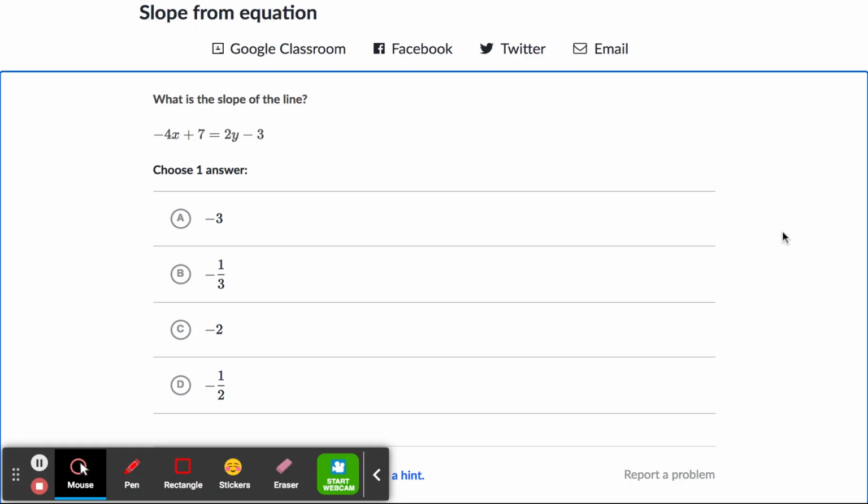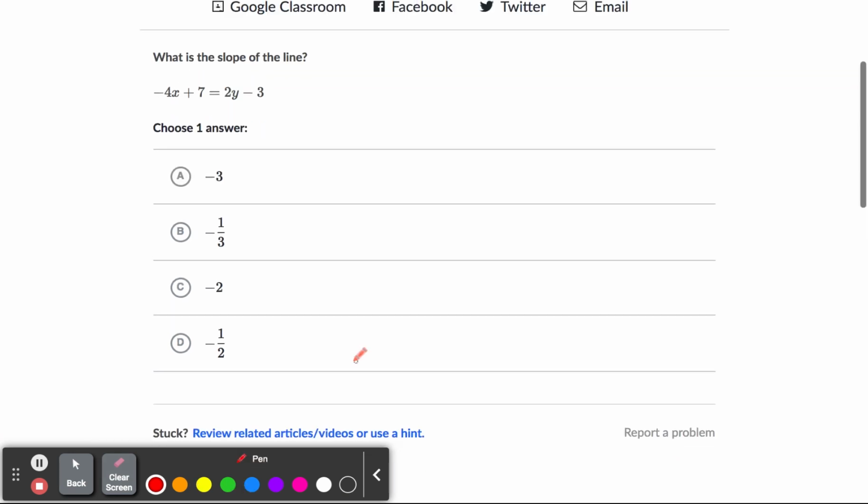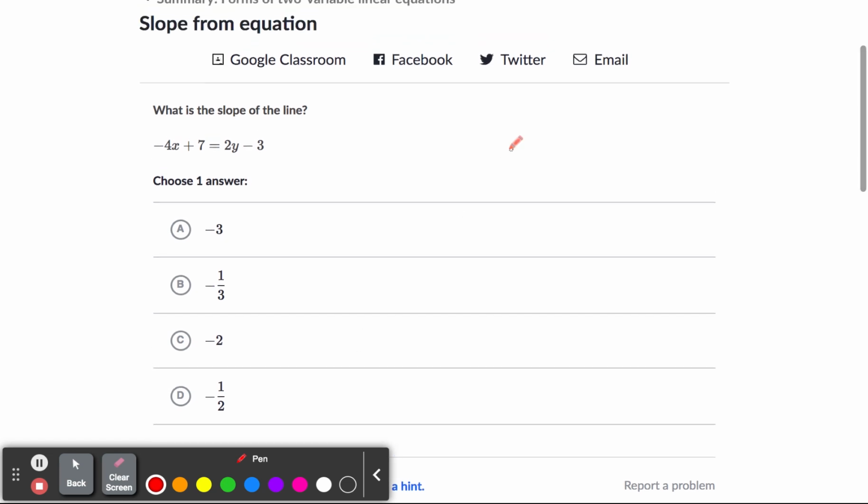All right, my dear sixth period, let's look at an example. And here we go. We have the exciting Khan Academy practice here, and I get to use this awesome pen, so bear with me. Okay, so we've got this equation, and it says, what is the slope of a line?